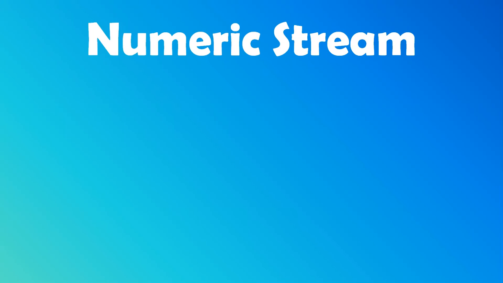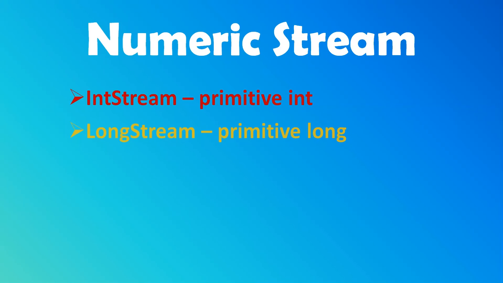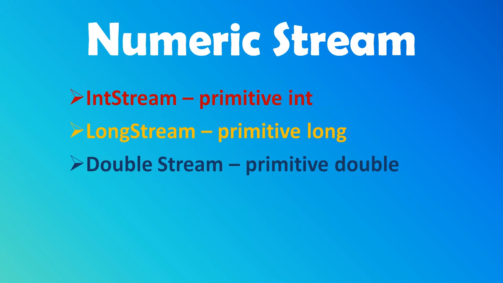So what basically is a numeric stream? A numeric stream is nothing but streams that belong to primitive types. If you take a deeper look, under the numeric stream we have three different types of streams: IntStream, which belongs to primitive int, LongStream, which belongs to primitive long, and DoubleStream, which belongs to primitive double.